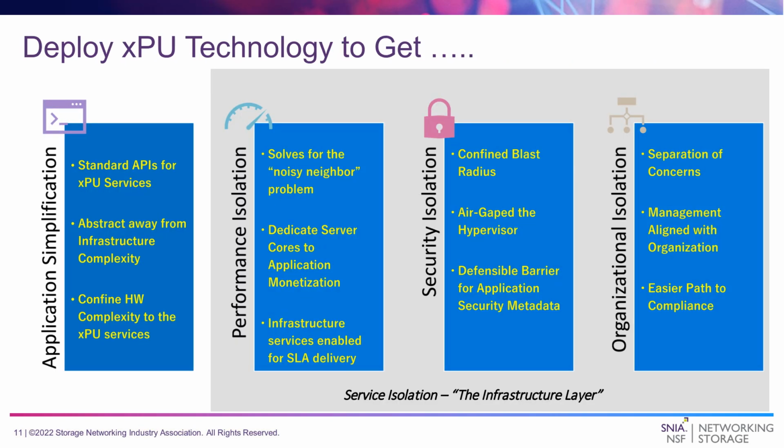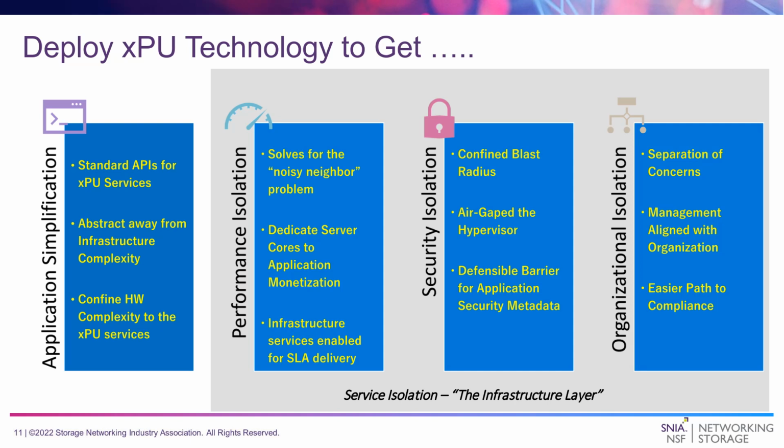Okay, so when we deploy xPU technology, what do we get? This leads into when do we deploy? We need to deploy when we need these benefits. So I've called out here 4 main benefits. I have the one on the left, application simplification, that stands on its own. The other 3 I've grouped together collectively as service isolation within the infrastructure layer, with the 3 pillars of this isolation being performance, security, and organizational.